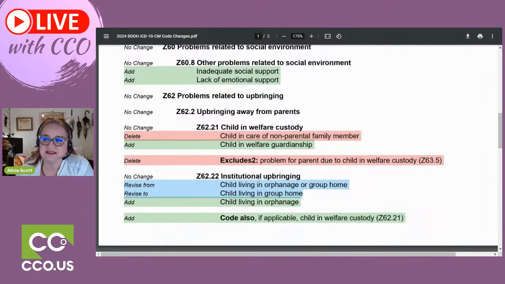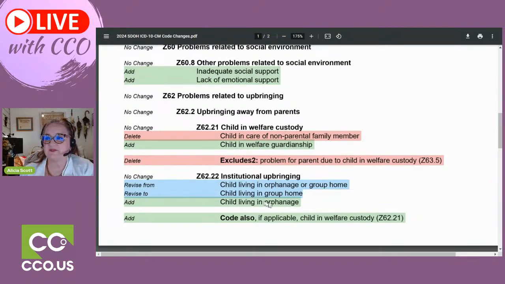So again, they've revised it, taking out the term orphanage and just stating child living in group home, which would fall under the Z62.22 institutional upbringing. They did add separately child living in orphanage if that's applicable, but they distinguish again, it's pretty antiquated. So they split those up and took out orphanage, and we have child living in a group home, and added that orphanage is its antiquated verbiage by itself. They also added a Z code under Z62.22 also.